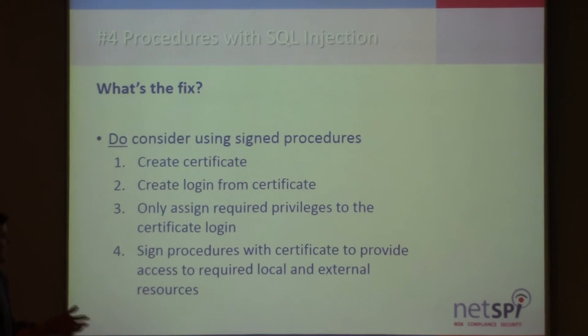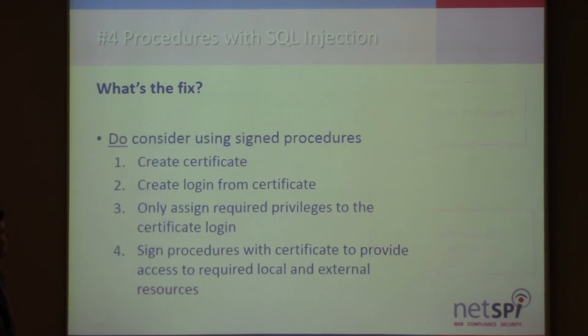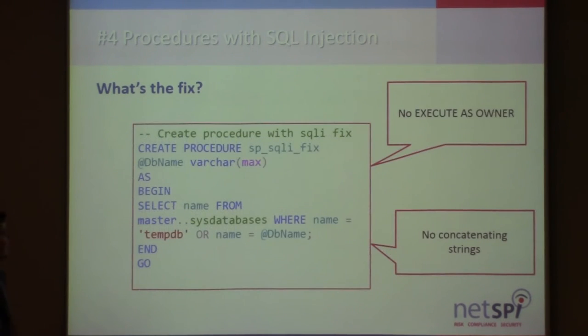So then it runs with the login that was generated that you assigned privileges to. It's a really good way to create granular access to privileged objects. And that's the preferred best practice for Microsoft too. It's a little complicated and convoluted, especially when you're working between databases, but it's a good route. Okay, so the fixed code would look like this, right? We're not executing as owner because it's signed. We're not concatenating strings. We're just passing it.